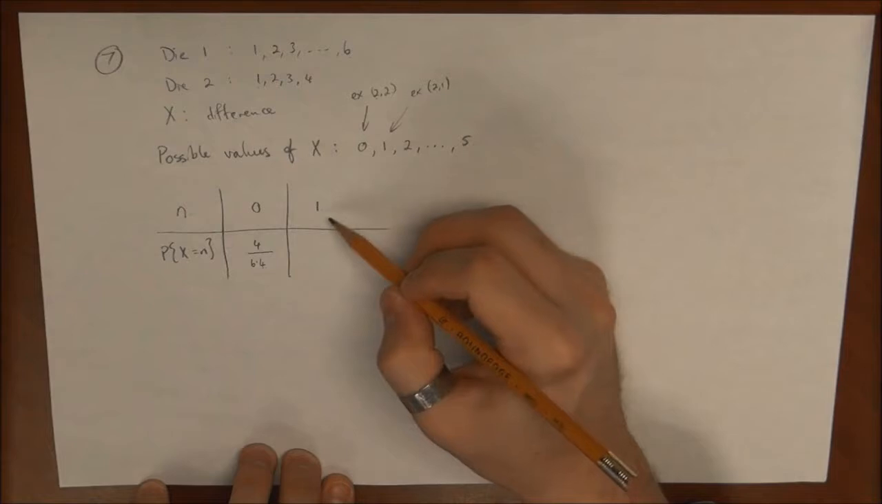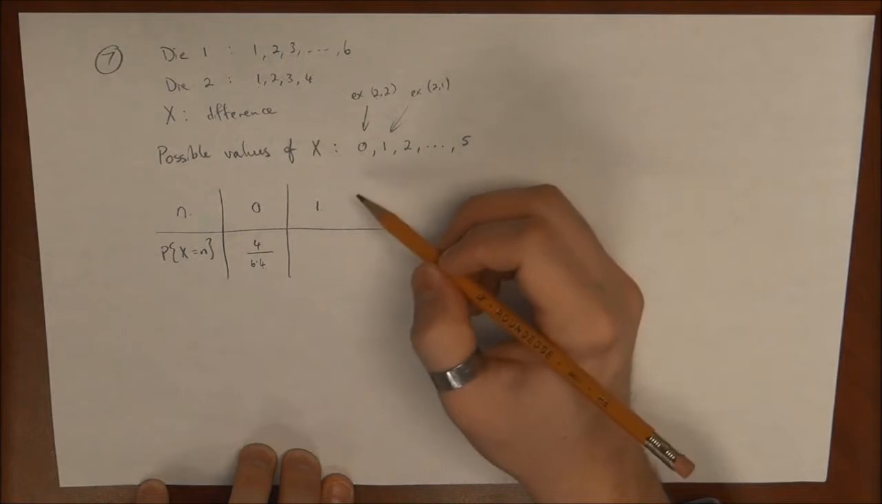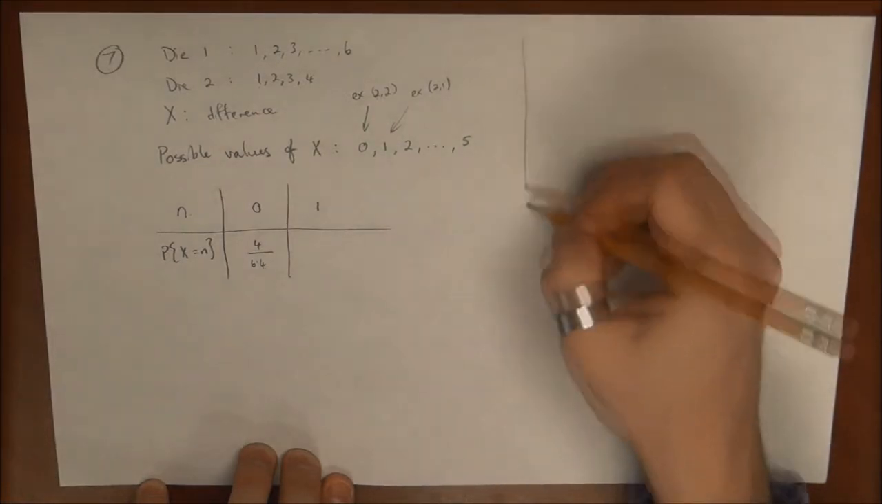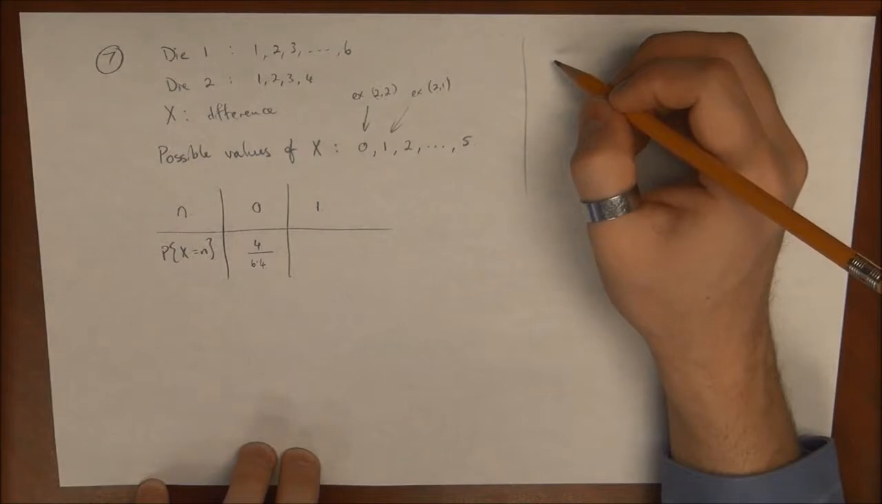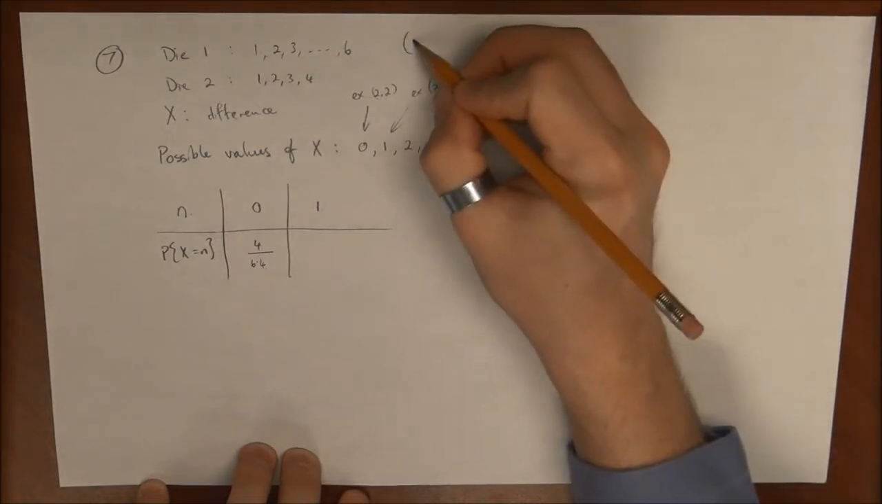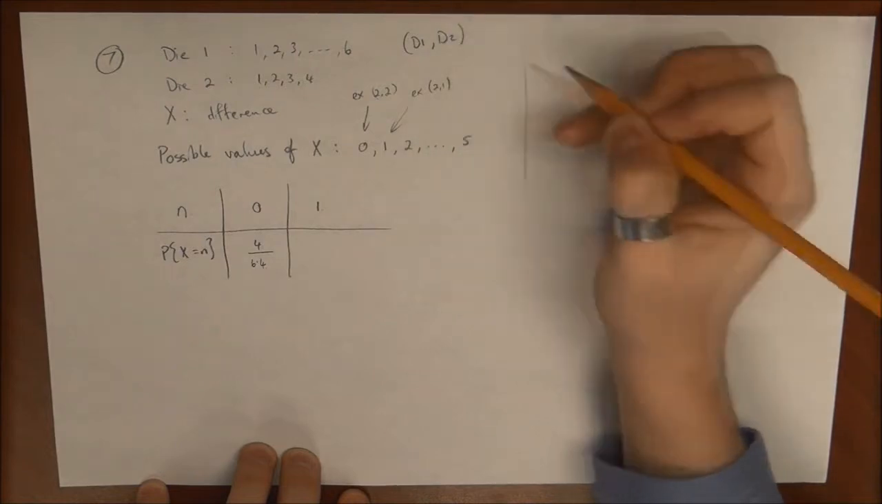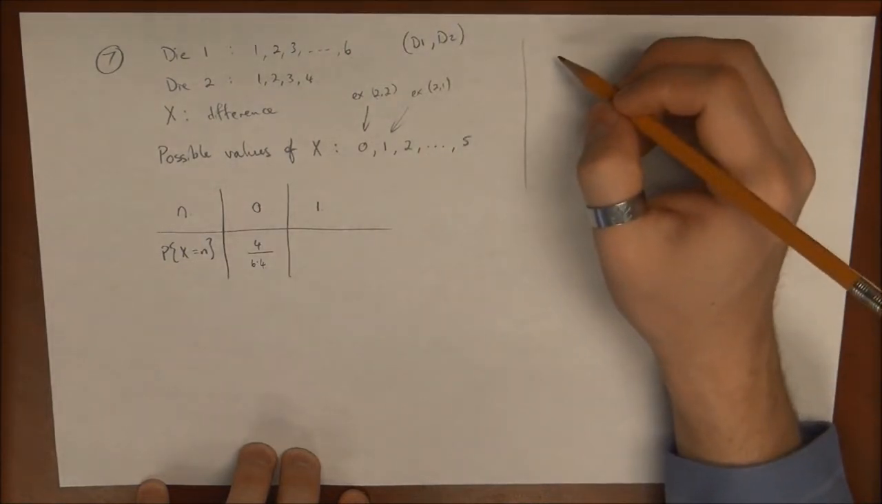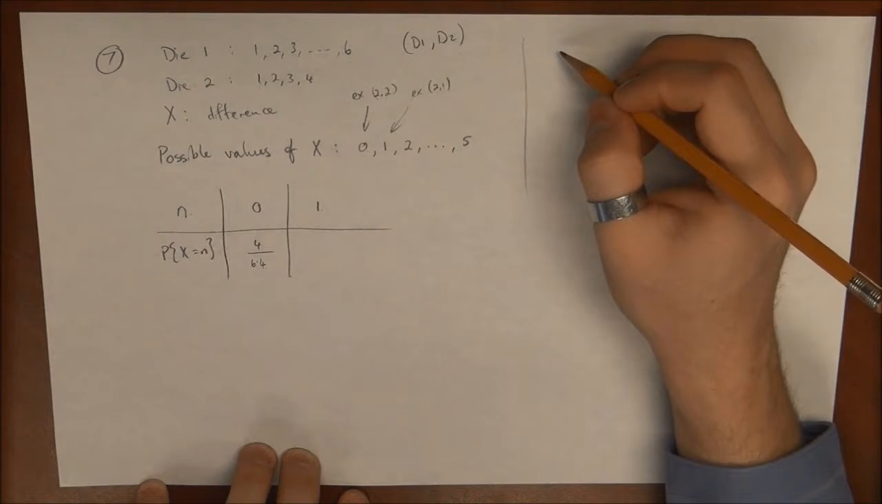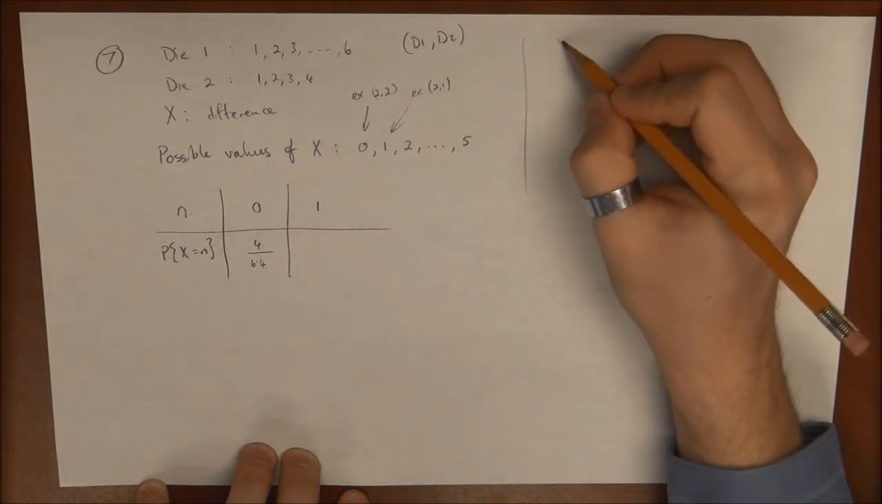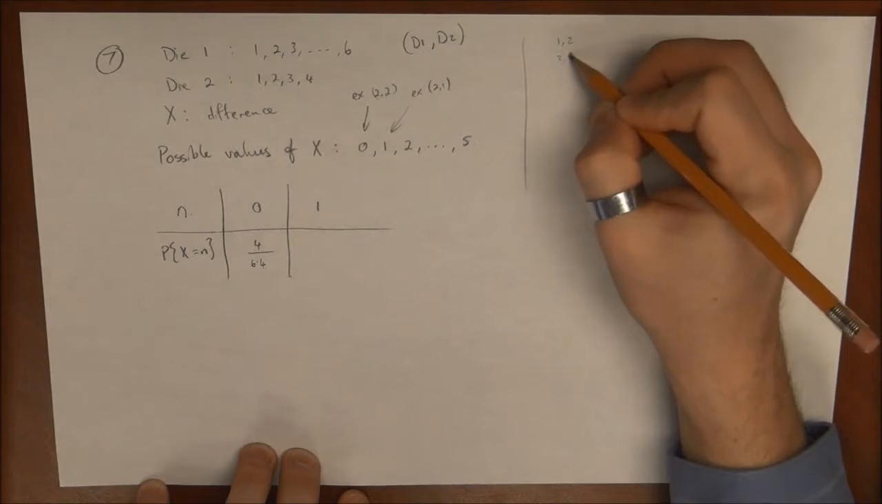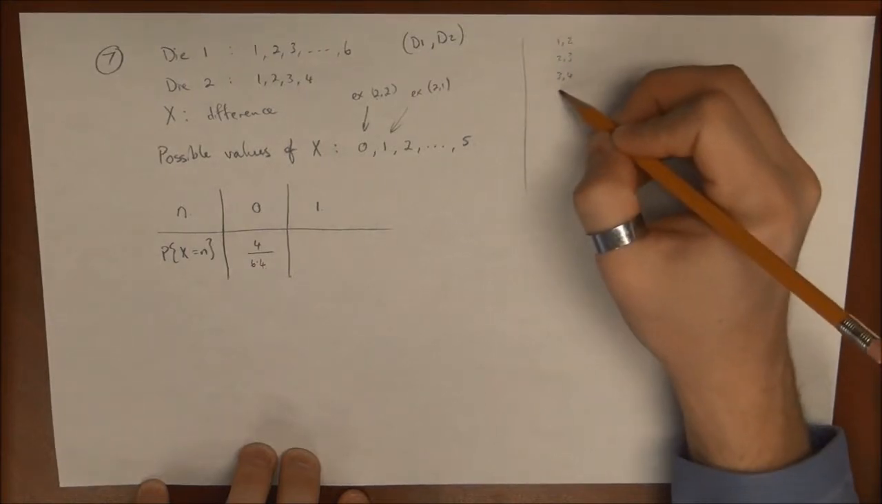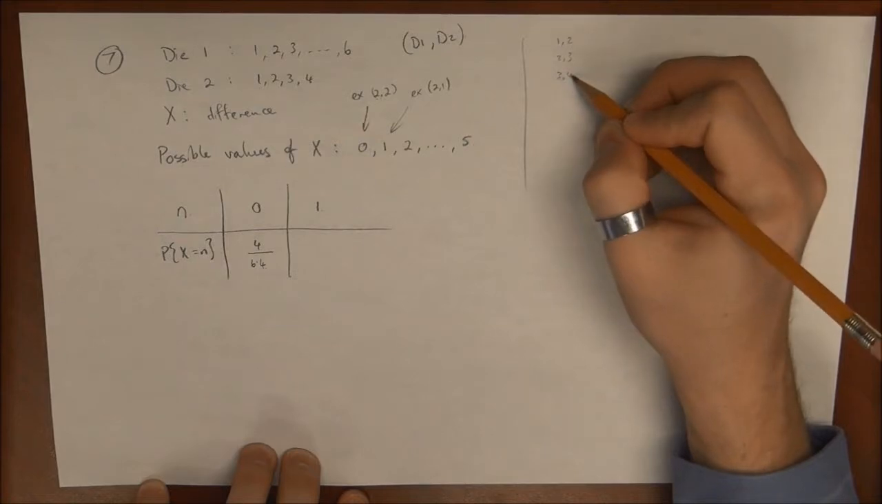Now the next one is the probability that x equals 1. In other words, that the difference that I get is a 1. So I'll have some rough work over here just to see all the possibilities that I can get. So let's say we have die 1 and then die 2 as a pair. How many possibilities, how many pairs will give me a difference of 1? Well, I have 1, 2, 2, 3, 3, 4. Now this is die 1 and this is die 2. So the second one only goes up to 4.